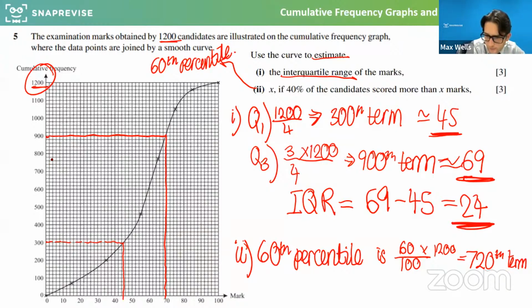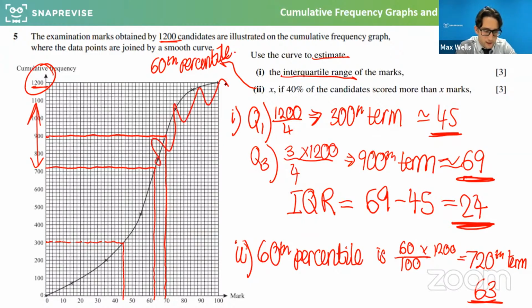So if I do that, I'll read that across carefully. It's coming out at about 63. So what we're saying is that this value 63, we would expect 40% of candidates scored more than that. So 60% of candidates scored that value or less. And that's what we've found from this question.